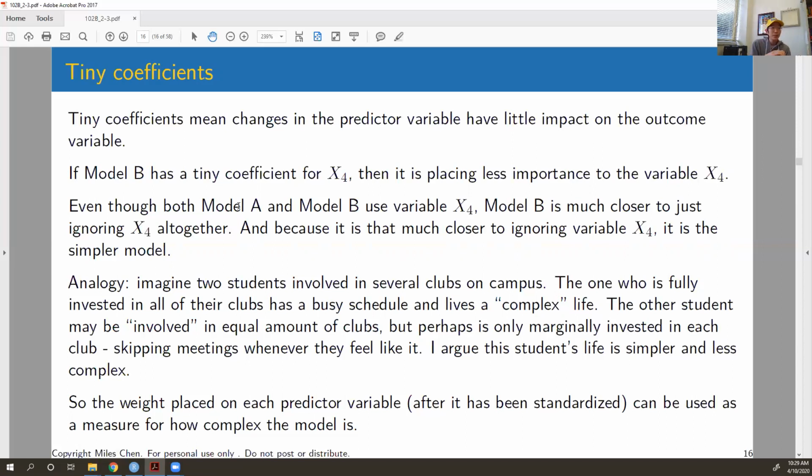And so even though they're both involved in the same amount of things, one is much more involved and the other one is less so. Similarly, I would argue that two models can have the same number of predictor variables, but if one of them weights the predictor variables a lot lower, then I would argue that it's the less complicated model. Does that feel okay? Are there any questions there?